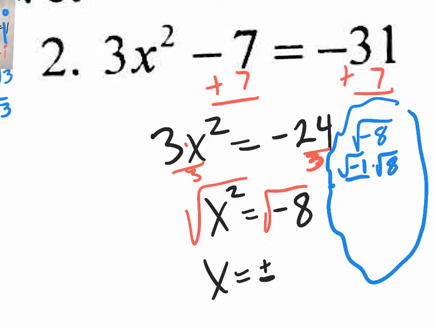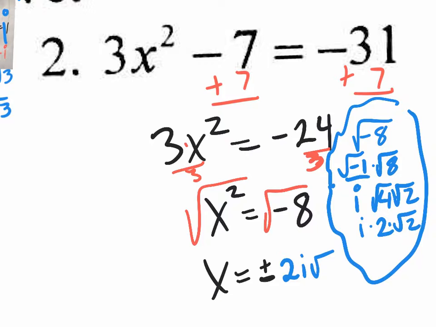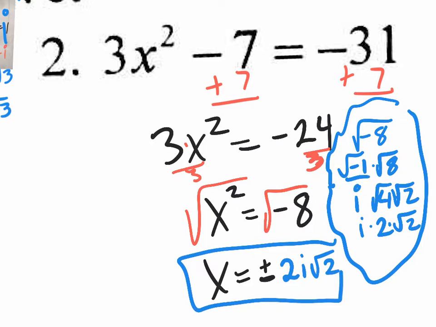The square root of negative 1, that's just I. The square root of 8 becomes 4 times 2 and split the root again. The square root of 4 is 2 and the square root of 2 stays. You have I out in front. So you really have I times 2 times the square root of 2. Let's rearrange it in the order that we need it to be. Real number first, imaginary variable second, square root value at the end. So there's your answer. X equals plus or minus 2i square root of 2.